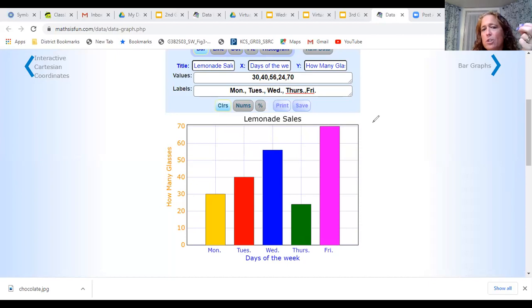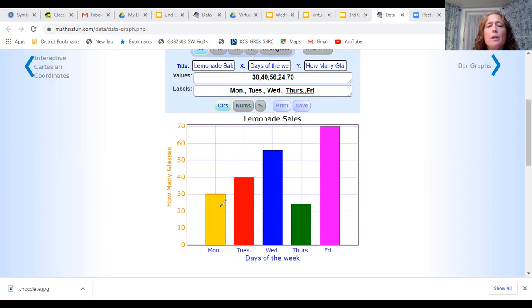So the first question I'm going to ask is, did they sell more lemonade on Monday or Wednesday? We don't even have to do an equation for that question, because we can see that on Monday they sold this amount, and on Wednesday they sold this amount. Well, obviously this blue bar is much higher than the yellow. So we know that on Wednesday they sold more lemonade than they did on Monday.